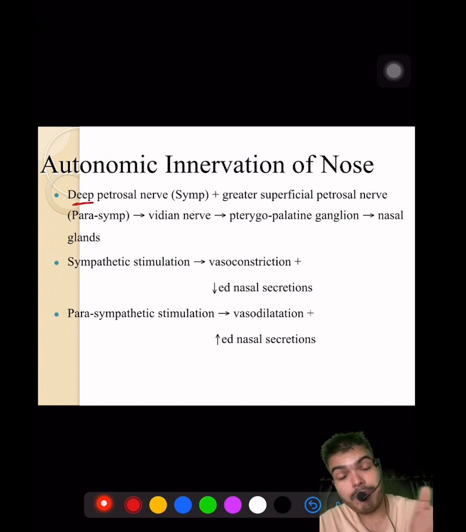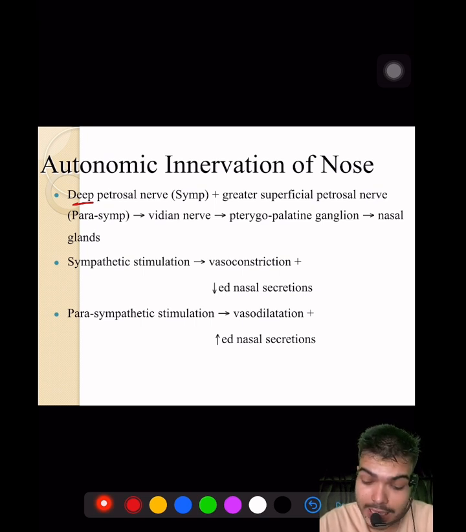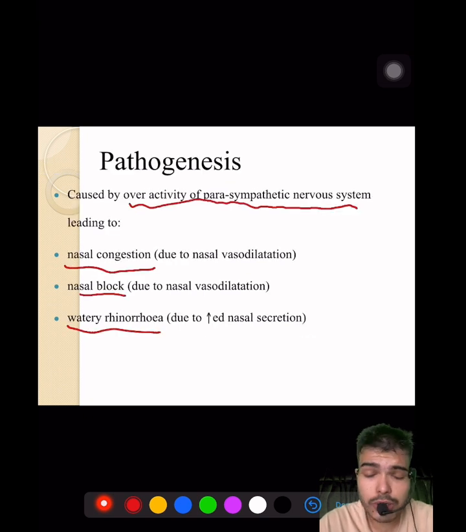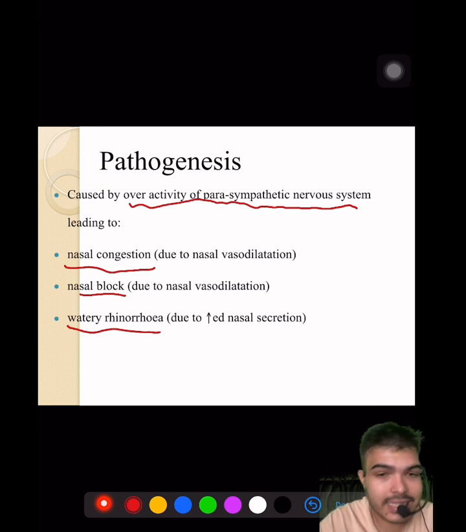Deep petrosal nerve and greater superficial petrosal nerve, both are actually petrosal nerves. If it's greater, then it's parasympathetic. Now, it is caused by overactivity of the parasympathetic nervous system. There will be nasal congestion, nasal block, and watery rhinorrhea. Nasal congestion and nasal block are due to nasal vasodilation, and watery rhinorrhea is due to increase in the nasal secretion.